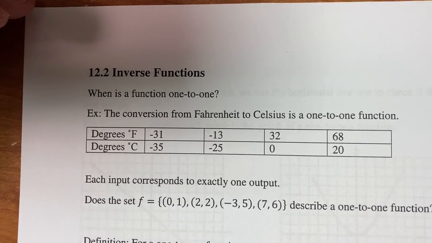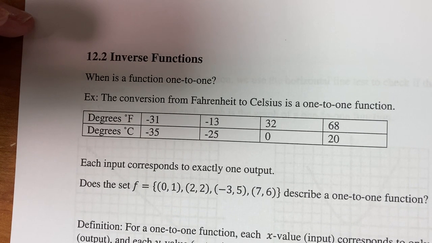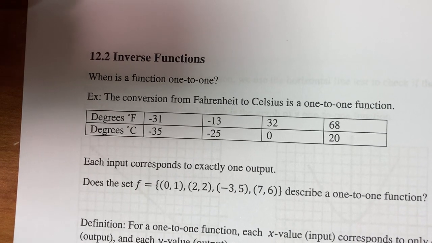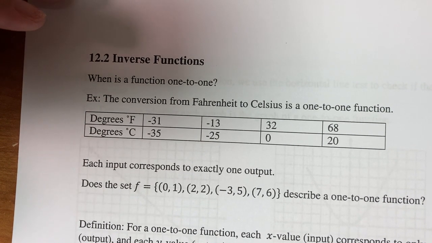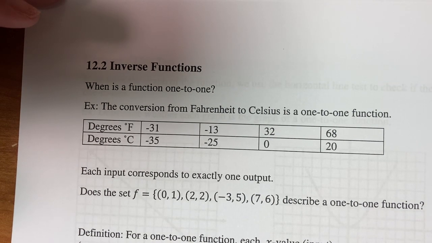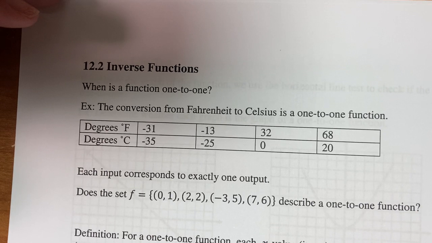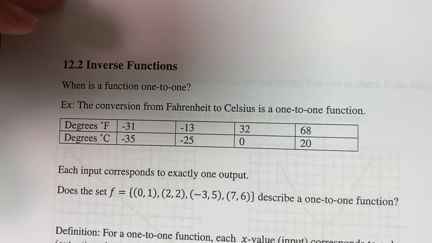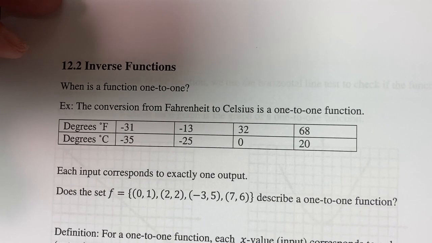Okay, so if we look at 12.2, we just did 12.1, which was composition functions. 12.2 is going to be something different. We're going to be talking about functions that are inverses of one another. So before we do that, the first thing we want to talk about is when is a function one-to-one?